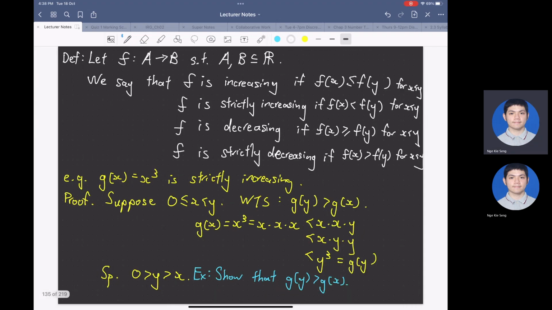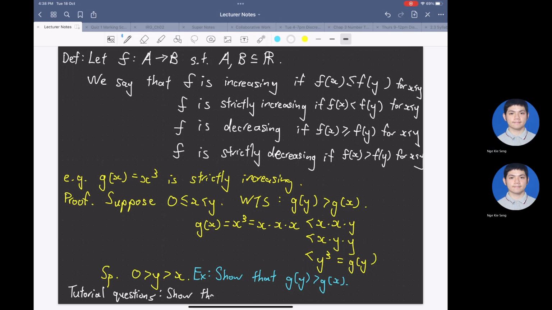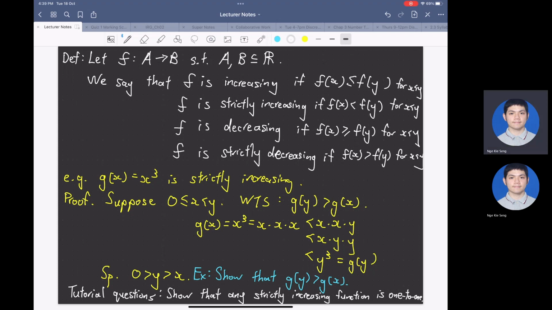Okay, I write down the notes here. So I think it's a tutorial question, or if not, it's in the textbook. So show that any strictly increasing function is 1-to-1. Okay, this one is easier to do.